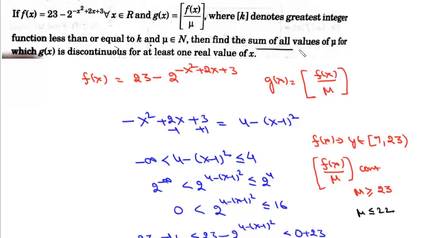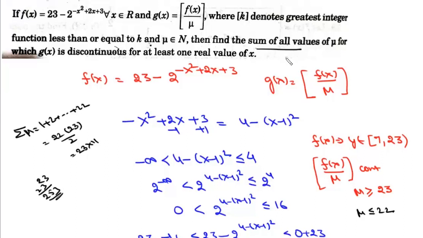For this question, we need to find the sum of all the values of mu. Now the sum of all the values of mu is simply the sum of the first 22 natural numbers. So this is n times (n plus 1) divided by 2. So this is 23 into 11. So this is 23 times 11, which is 253. So the answer to this question is 253.